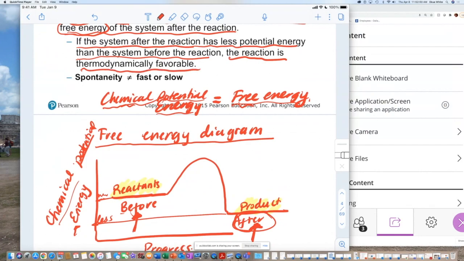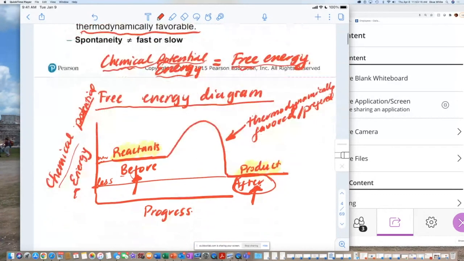Okay, that's what I already said. So what they're saying here is if you compare the after and the before, and the after, aka the product, is lower in energy than the before, this is, according to that group, thermodynamically favored, or preferred. Now let's judge what kind of reaction this is.